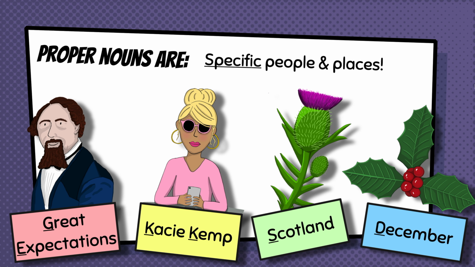We have got our favourite celebrity Casey Kemp there. And again, both parts of her name are capitalised. It's her name. It's important. We have got Scotland, the country, again, capitalised. It's the name of the country. And again, we have December, capitalised, because it is the name of the month. So really remember that. It's very specific. It's the names that we give to those things that identify proper nouns.